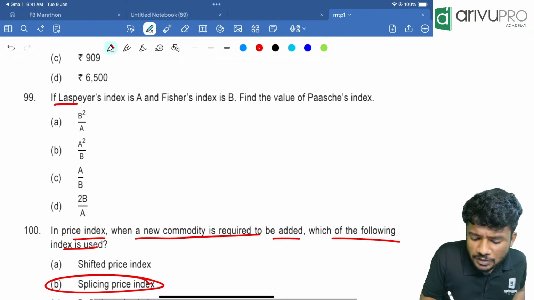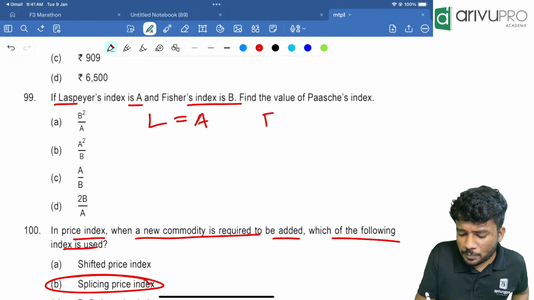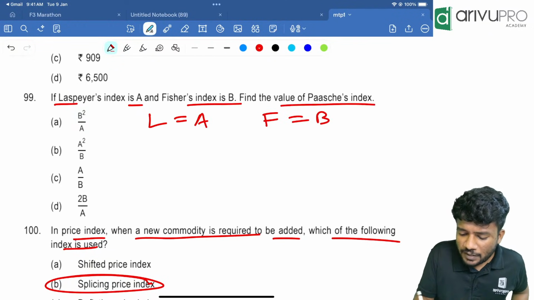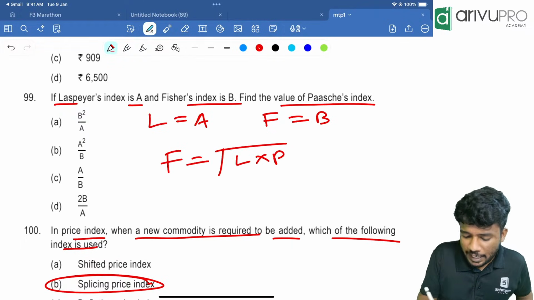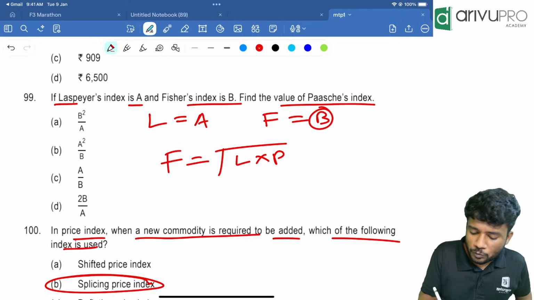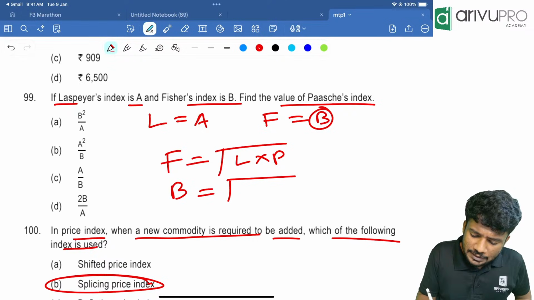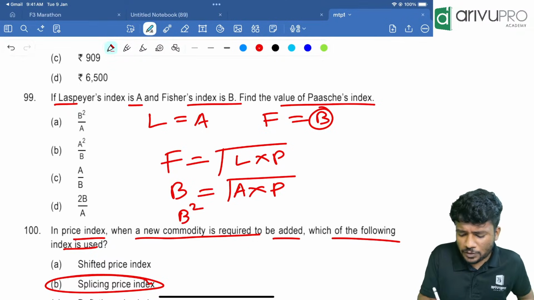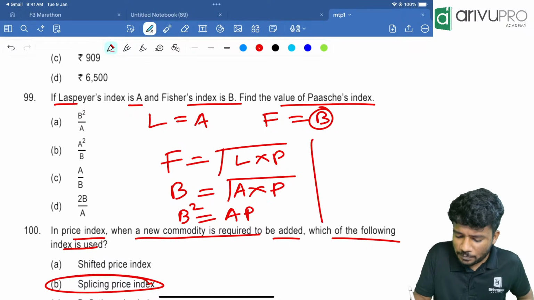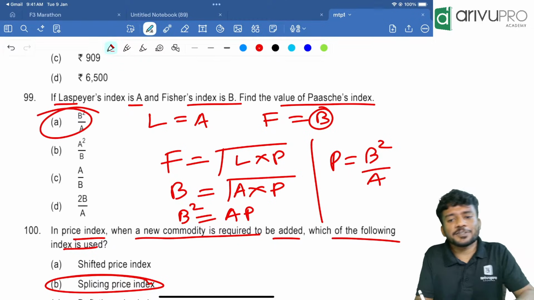If Laspeyres index number is A, that means L is equal to A, Fisher is B, F is equal to B, find the value of Paasche. We know that F is equal to root of L and P. Instead of F, you will put B, which is equal to root of L, which is A, and P. Square both sides. That means B square is equal to AP. From that, P is equal to B square divided by A. Option A is your answer.